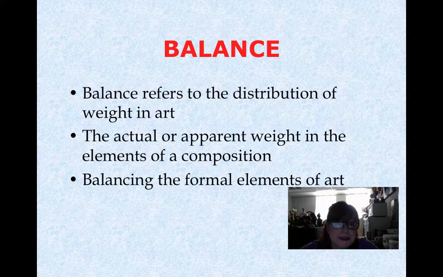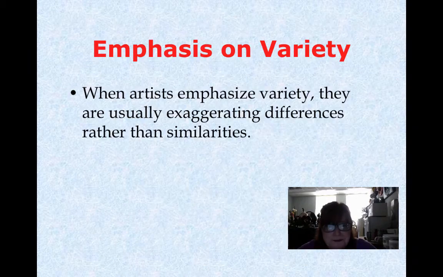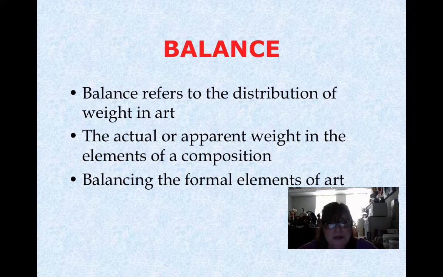And then balance refers to the distribution of weight in art. And if we go back for a second to Emma Amos's piece here, looking at the Greek statue, that statue actually looks like it's leaning on one leg. In fact, all three figures look as though they do, and I'm going to talk about what that means in just a moment. So let's go back to balance.